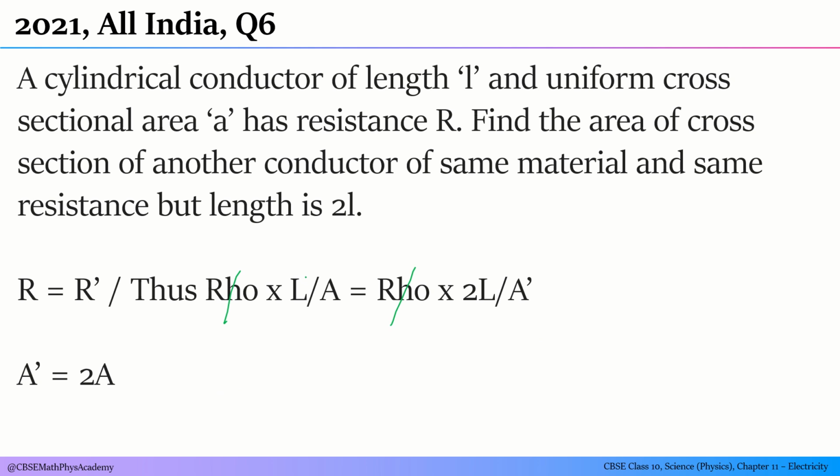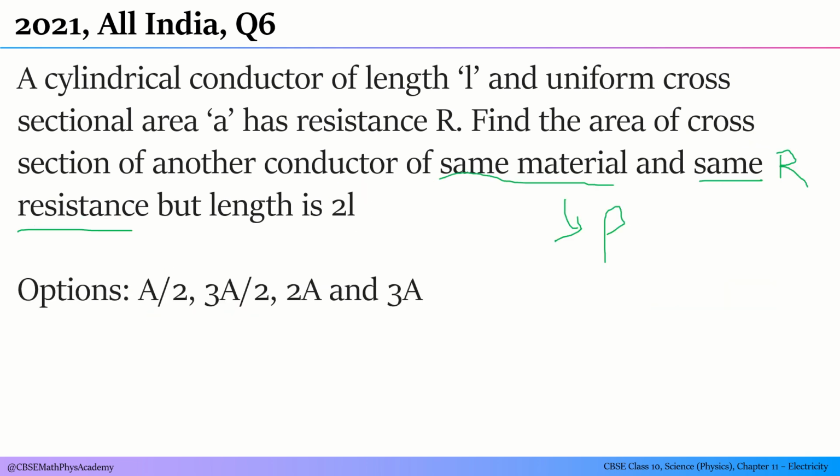Rho gets cancelled, L gets cancelled. So whatever you are left with is A dash is equal to twice A. You are going to calculate it. A dash is equal to twice A. So this is one of the options. They were given 4 options. A dash is equal to twice A. This is the right answer.